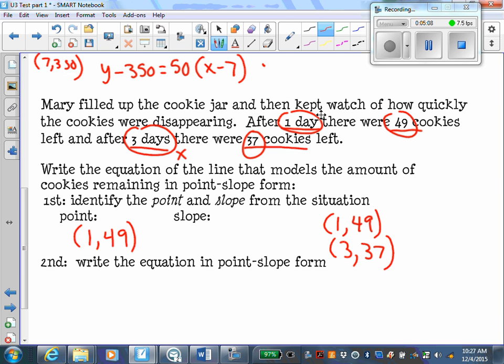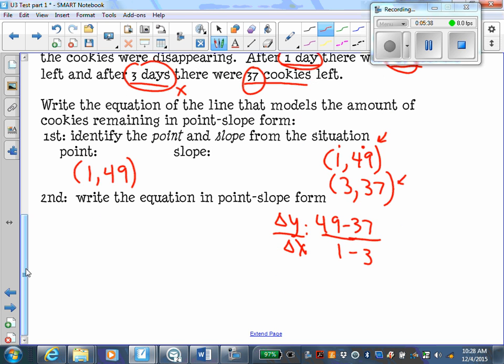Okay, to find my slope, I'm going to do the slope formula this time. So I'm going to start with this point and subtract this point. So change in y on top is 49 minus 37 over change in x on bottom is 3 minus 1. Nope, joking. 1 minus 3. I almost made a common error. Since I started with the 49, I have to start with the 1.